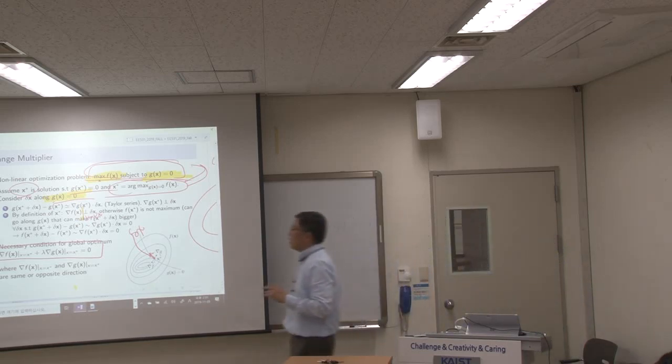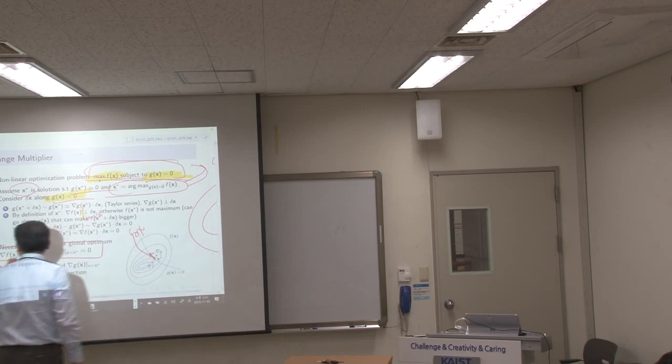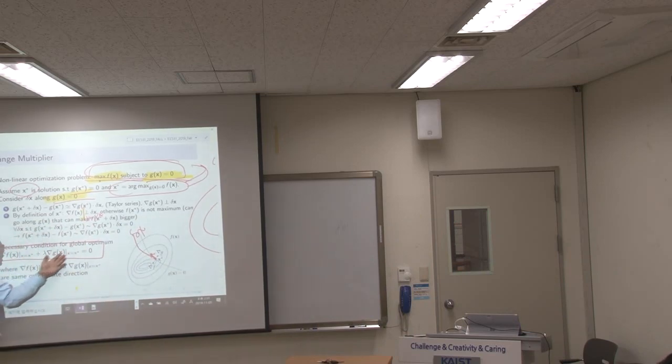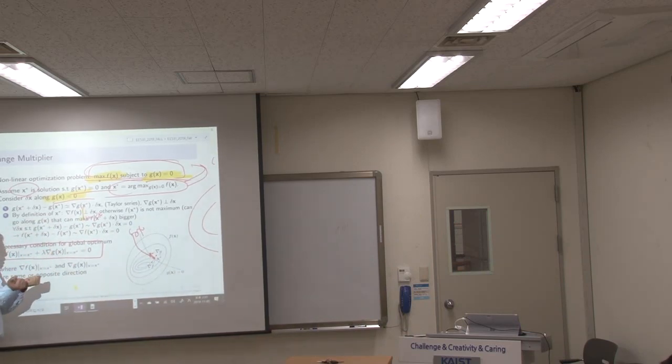I take the gradient of f(x), and the gradient of g could be in the opposite direction or in the same direction. So I can write it like this. They are opposite or the same direction, but they are proportional. What's the proportionality? Lambda. Lambda can be positive or negative. Do you understand what I'm saying?